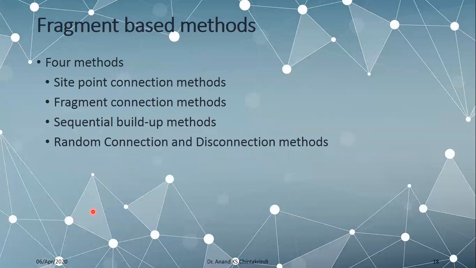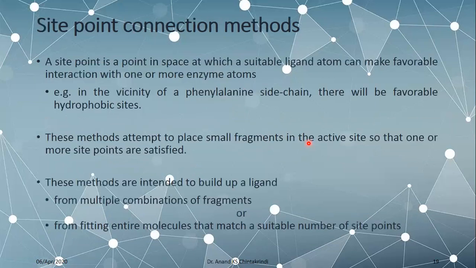Now the next type of de novo ligand design methods are fragment based methods. These are again sub-classified into four methods, that is, site point connection methods, fragment connection methods, sequential build-up methods, and random connection and disconnection methods. First, we'll look at the site point connection method.